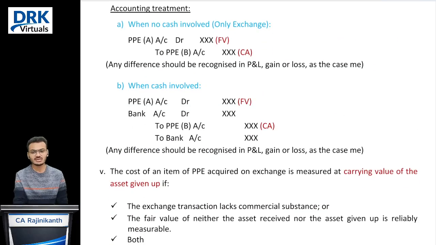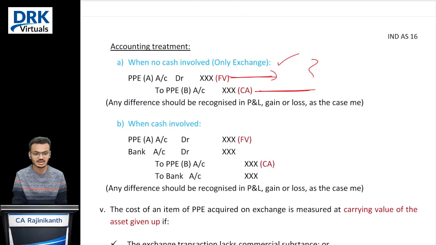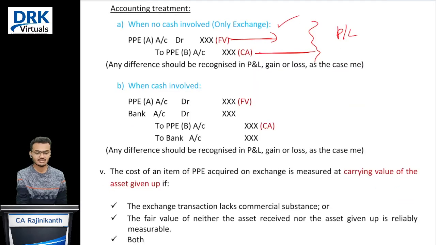Now, what is the accounting treatment? If cash is not involved, we are just exchanging the asset. In that case, as usual, sir, we de-recognize our asset at its carrying amount and recognize the new asset at fair value. Those preferences we have already discussed. And one more thing, here any difference, be it gain or loss, you recognize in the profit and loss account.